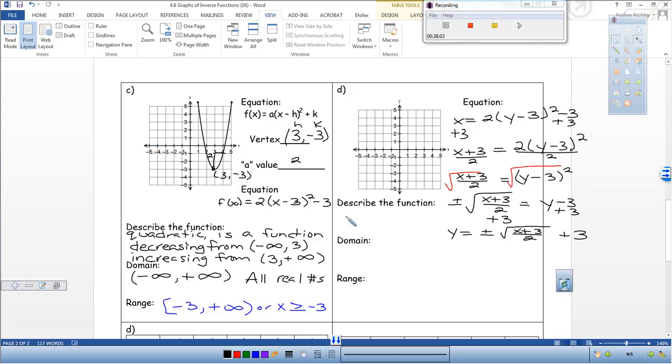So now, describe the function. Oh, let's graph this now. Okay, this doesn't help me graph it. This is going to help me graph it. So let's graph those ordered pairs. So 3 and negative 3. So now I'm going to graph negative 3, 3. Negative 3 and 3.